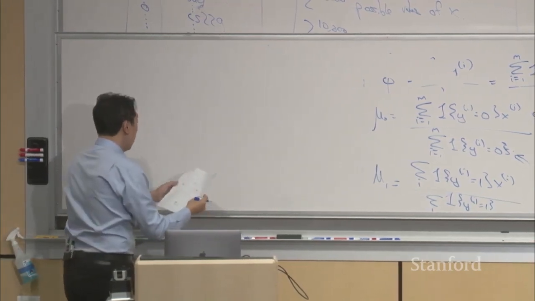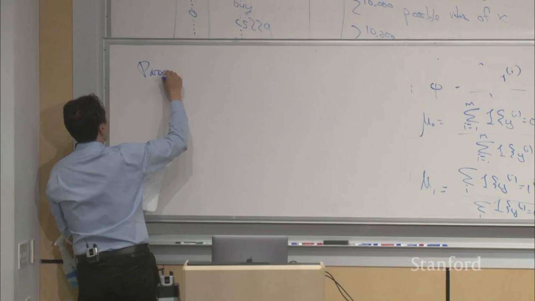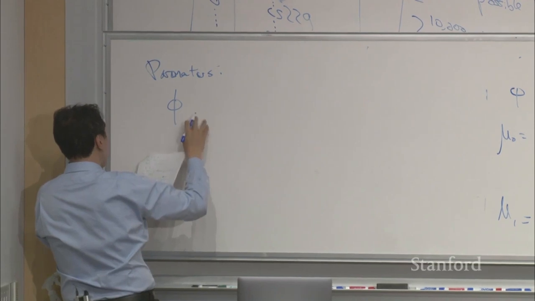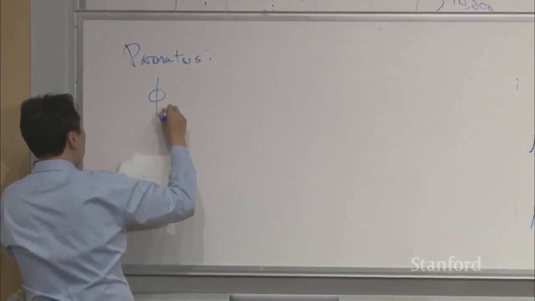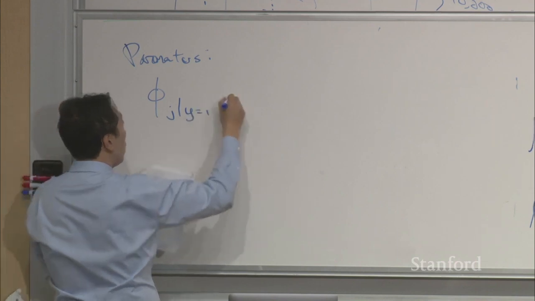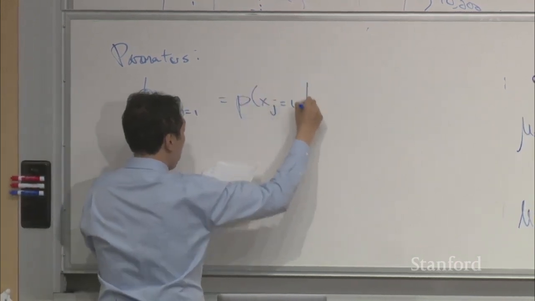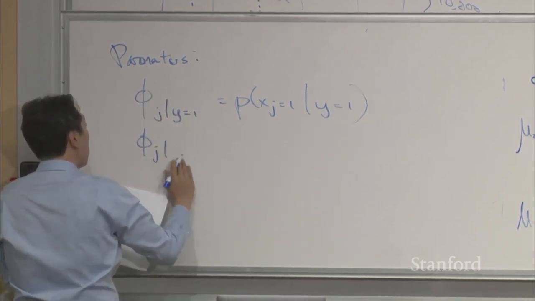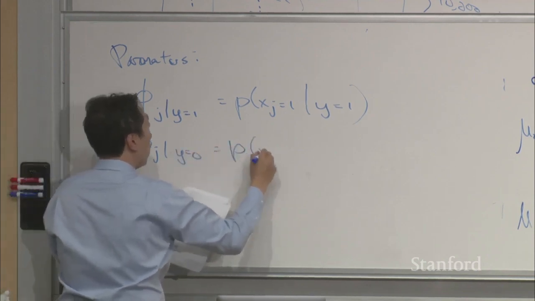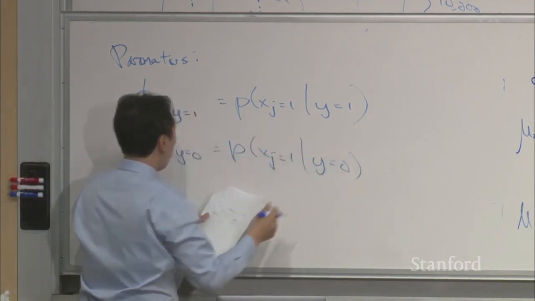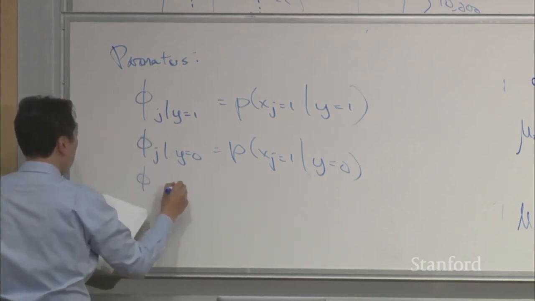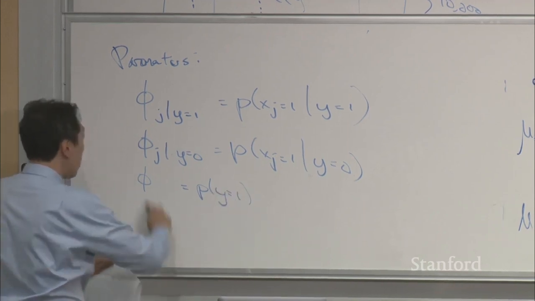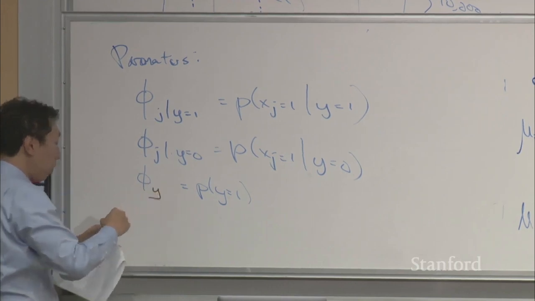All right. So the parameters of this model are, I'm going to write phi subscript j given y equals 1 as the probability that xj equals 1 given y equals 1, phi subscript j given y equals 0, and then phi. Right. And just to distinguish all these phi's from each other, I'm going to just call this phi subscript y.